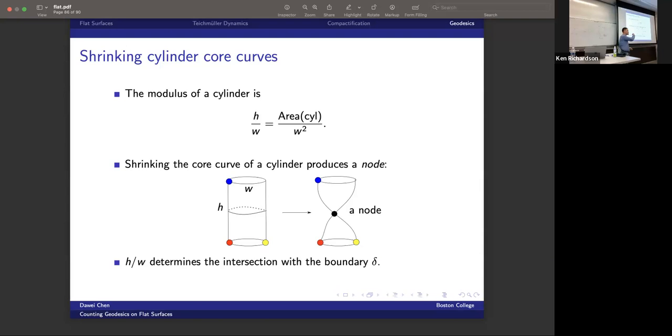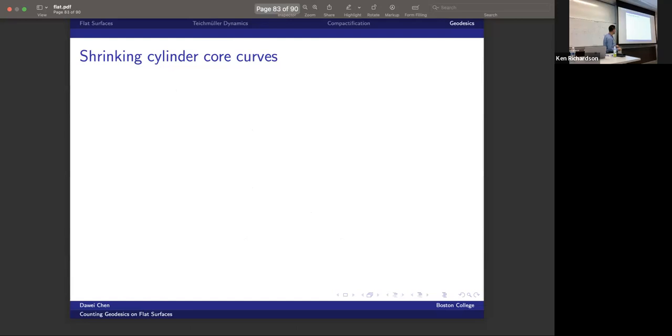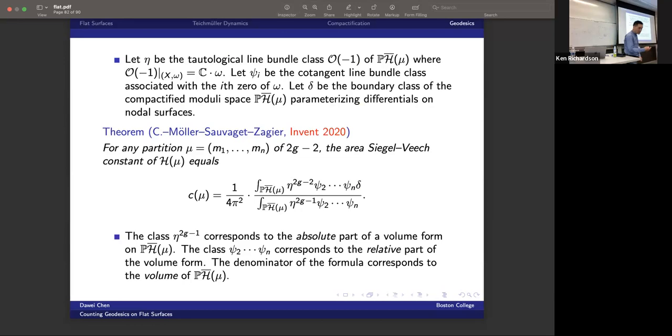So this is a very brief heuristic to convince you that at least this formula is not out of nowhere. It really makes this connection to the counting problem.